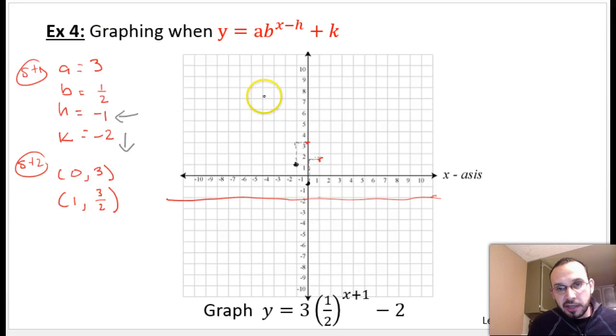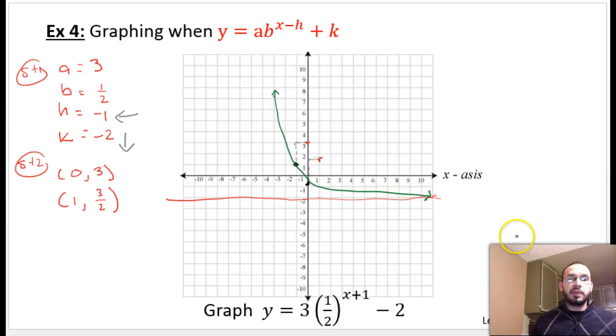I'm going to start up here and get my curve. See how good I am at this. There we go. And curve very, very close to it and not touch it. There we go. And that's what our graph would look like.